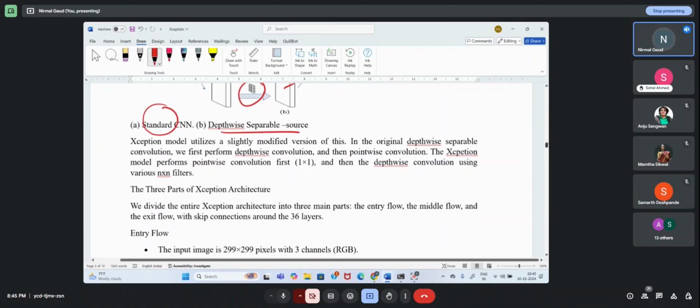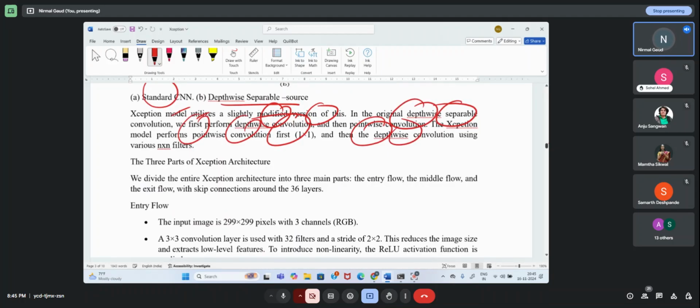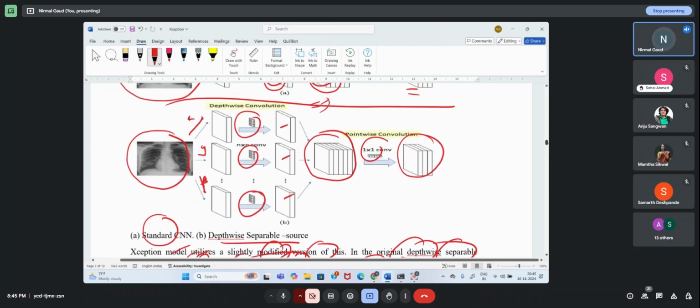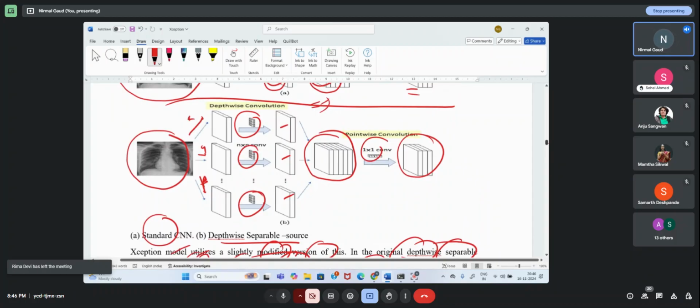Okay, so Xception utilizes a modified version of what we have seen above. Yesterday I also told that in the original depthwise separable convolution, we first perform depthwise convolution and then pointwise convolution. That's what we are doing, depthwise and pointwise. This is depthwise because we are taking three separately, and this is pointwise.